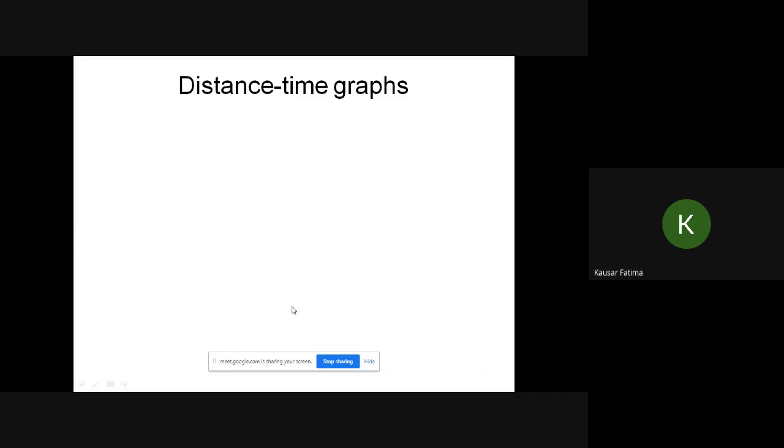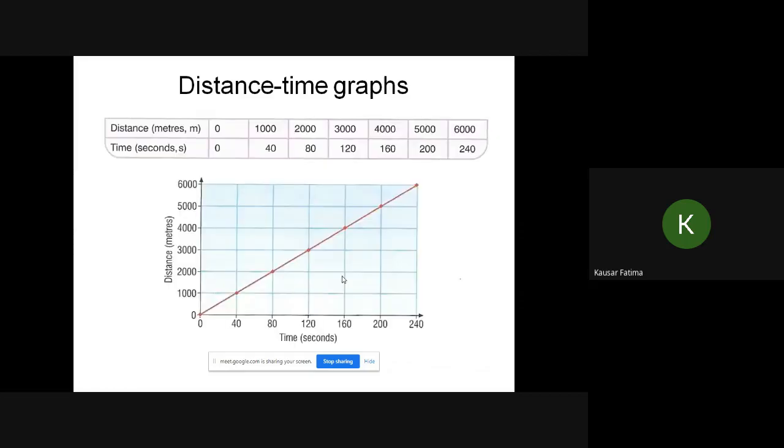Okay, now we talk about the graph, because this is a very important part of your syllabus. You have to analyze the graph, you can calculate the gradient of the graph, you can calculate the area under the graph. Okay, so here this is a simple graph. The table is given here. Distance is in meters, and 1000, 2000, 3000, 4000, 5000, 6000.